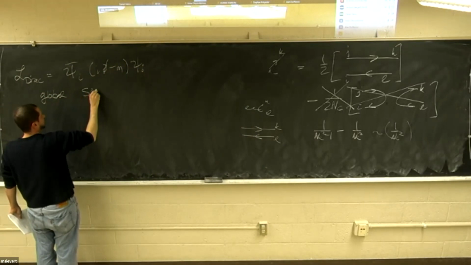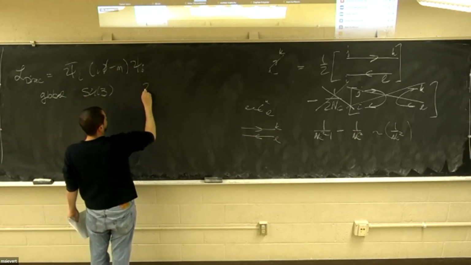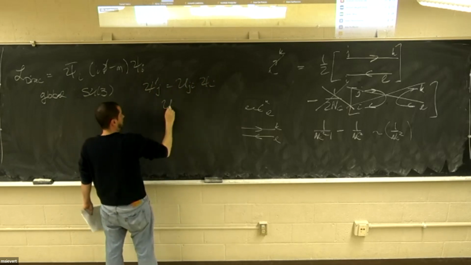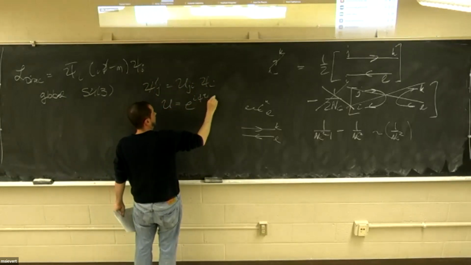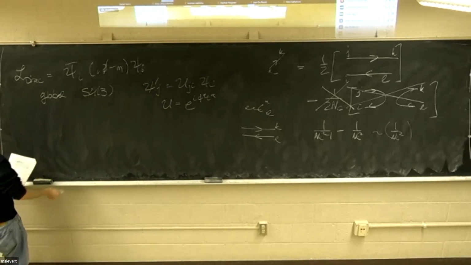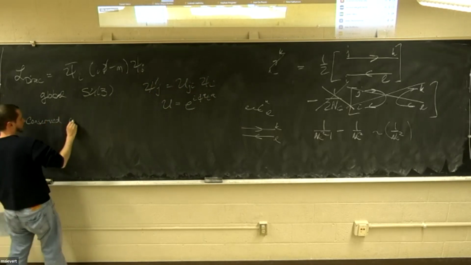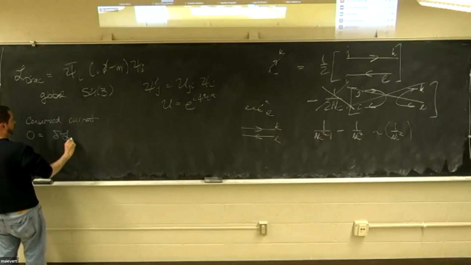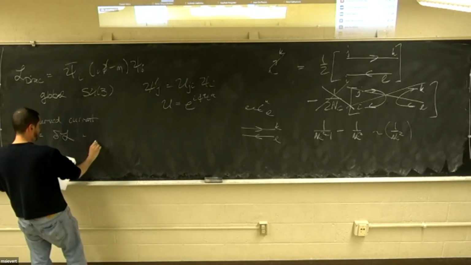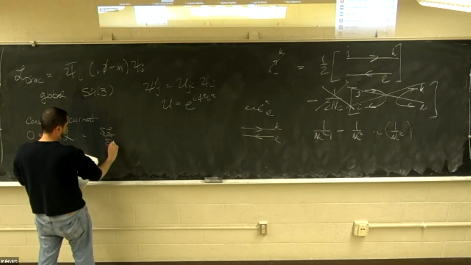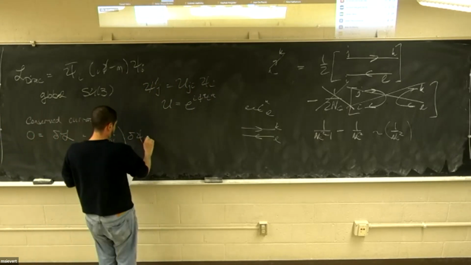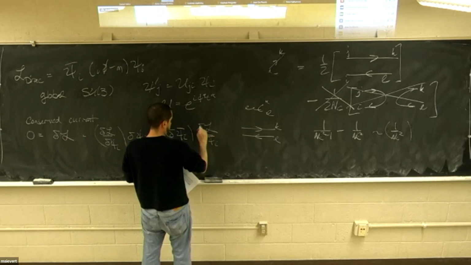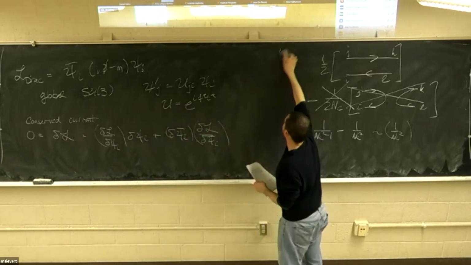Sorry, global SU(3) or even SU(N_c) transformation. ψ'_j is U_ji ψ_i, where U is e^{iφ^a t^a}. This leads to a conserved current. So if I do the usual exercise from Noether's theorem, I get 0 for the variation in the Lagrangian because it's a symmetry, and that variation comes from variation in the Lagrangian with respect to ψ times the change in ψ, plus the variation in ψ̄ times the change, plus the change in the gradients.